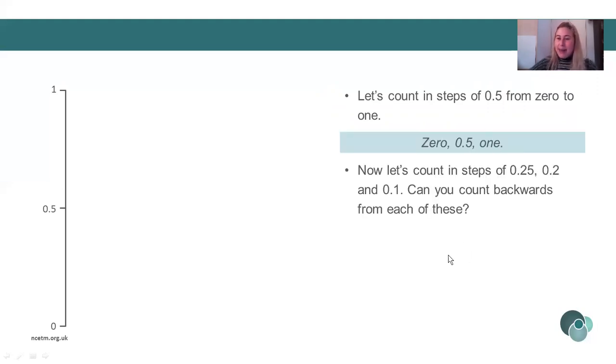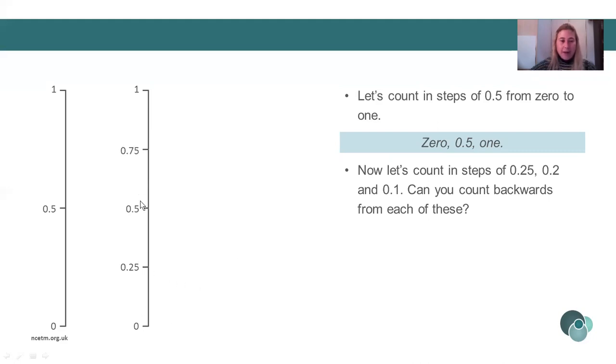Now let's count in steps of 25 hundredths, 2 tenths, and 1 tenth. Okay, we'll do this in separate number lines. And can we count backwards from each of these as well? Okay, so here we go. Here's our 1 now, and it's been divided into 1, 2, 3, 4 equal spaces. So what are we going to count in steps of this time? It's going to be our 25 hundredths this time, isn't it? Okay, so count with me from 0.